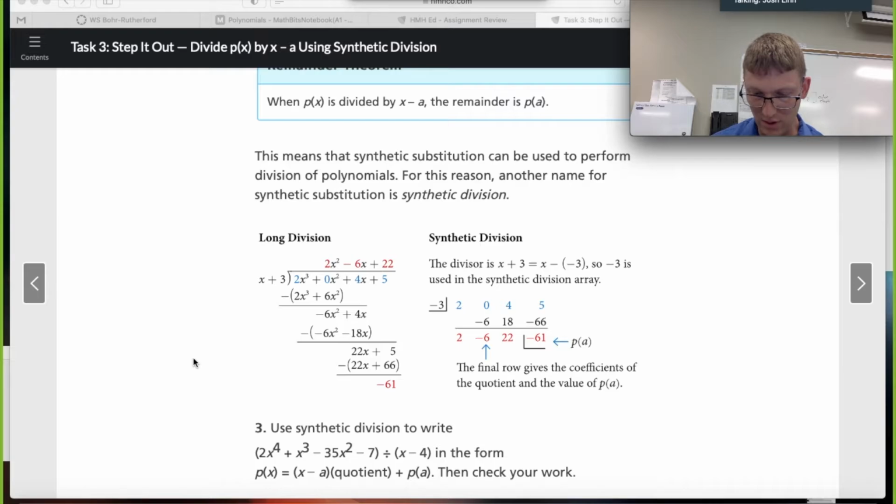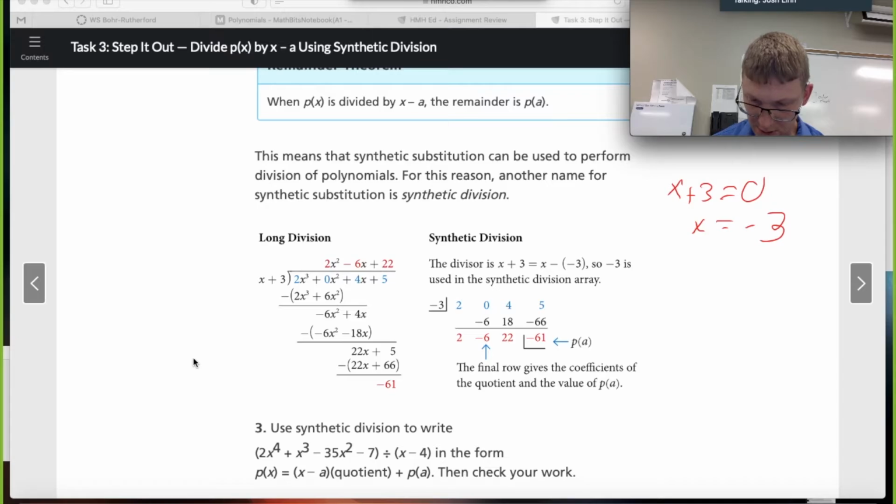So the way this is going to work, the divisor, which is this number right here, I say number, this function, x plus 3. So the first thing you need is the zero for that function. So if you took x plus 3 equals 0, what is x going to equal? x is going to equal negative 3. So that's kind of what they did up here.